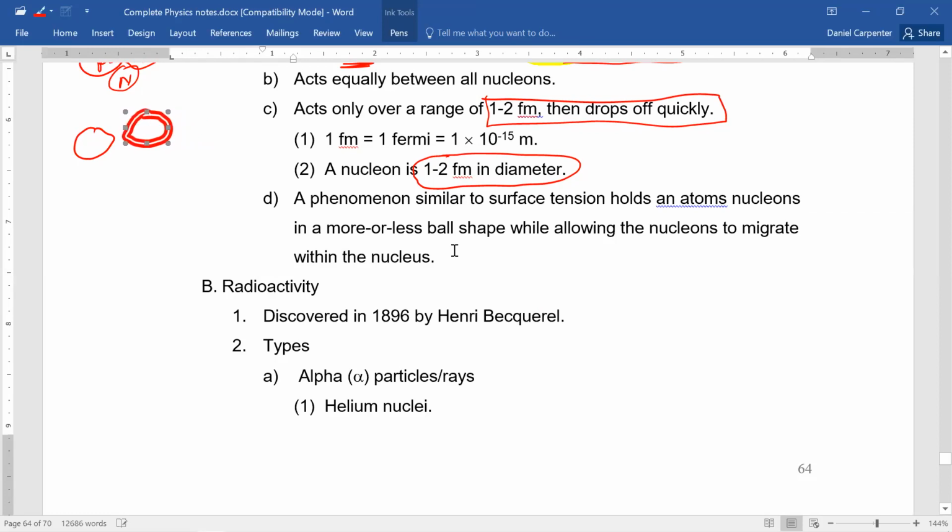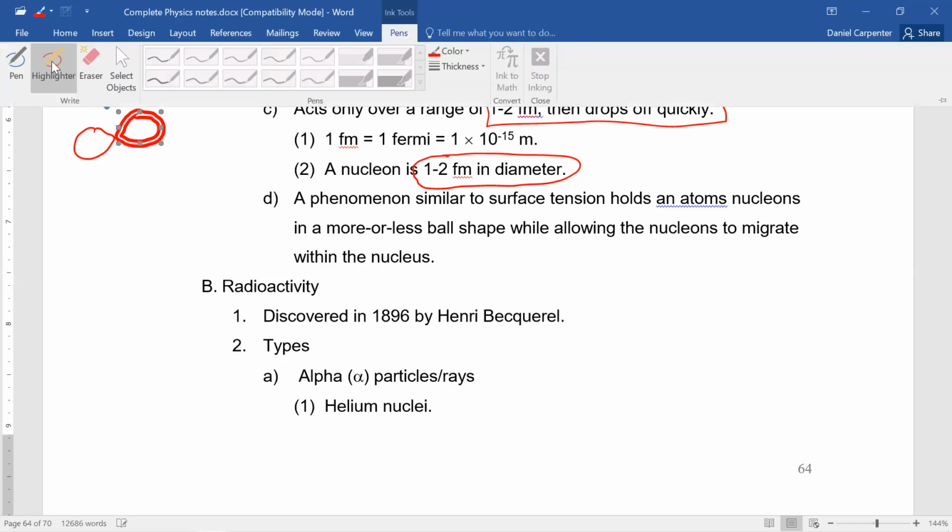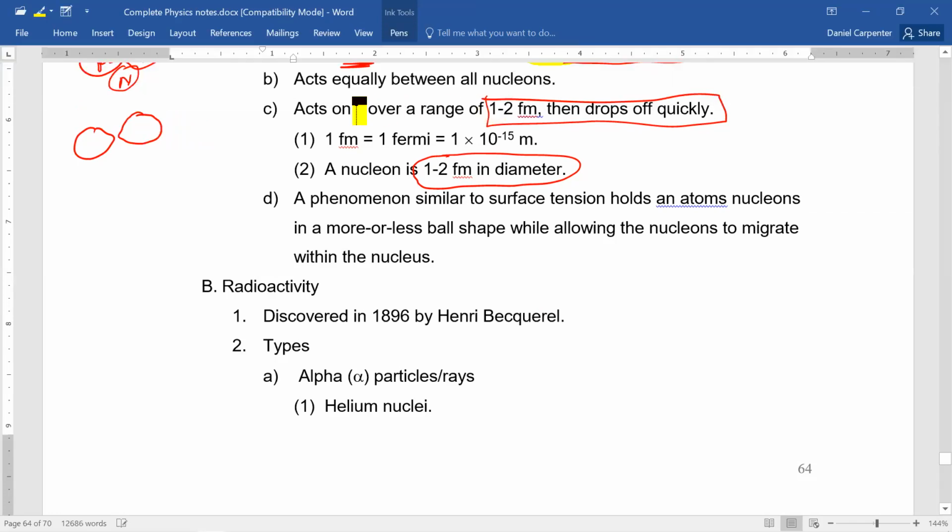So it acts over a range of 1 to 2 femtometers and drops off quickly. A nucleon is about 1 to 2 femtometers in diameter.